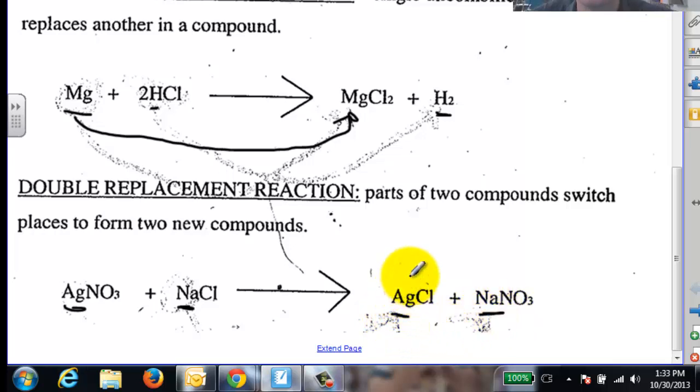So the Ag, draw an arrow here and here, have switched places. So in the double replacement, two elements are switching places, not just one.